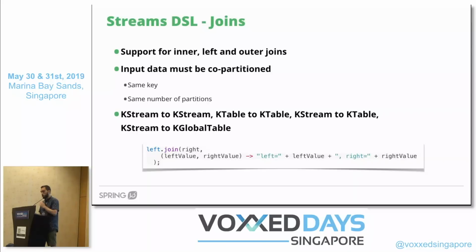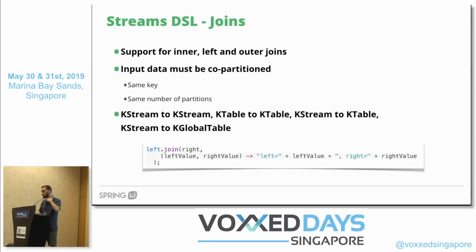We have also joins. If you want to enrich some data, joins is the way to go. We have support for inner joins, left joins, and outer joins. The only requirement for joins is that the data needs to be co-partitioned. That means that if you're joining 2 streams, both streams need to have the same keys, the same type, and also the same number of partitions. So you can join a KStream to a KStream, a KTable to a KTable, a KStream to a KTable. We have those joins supported.